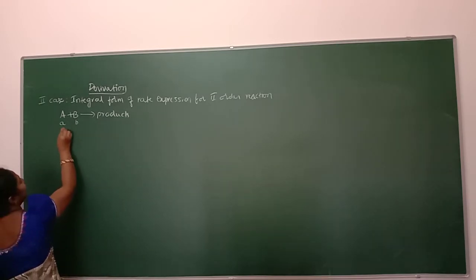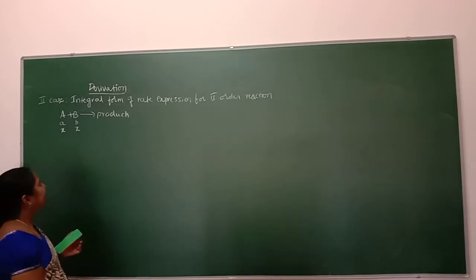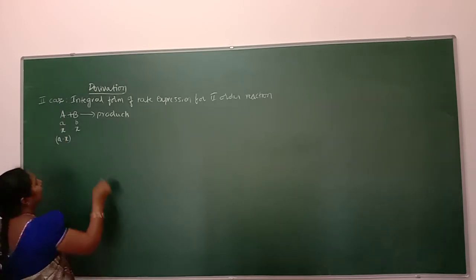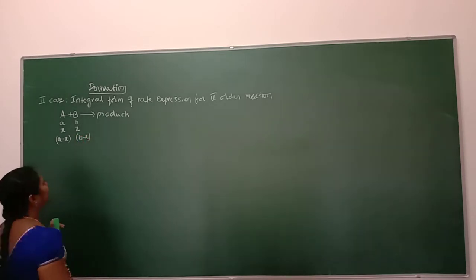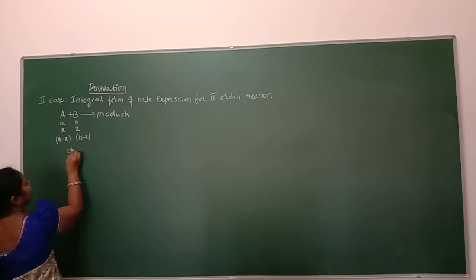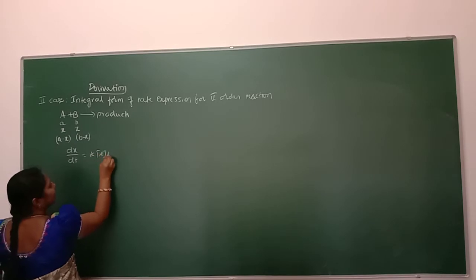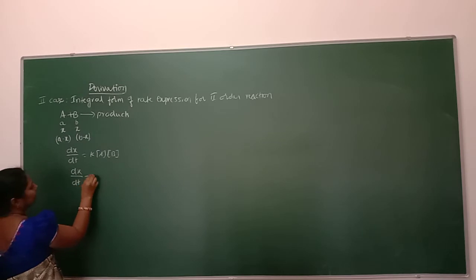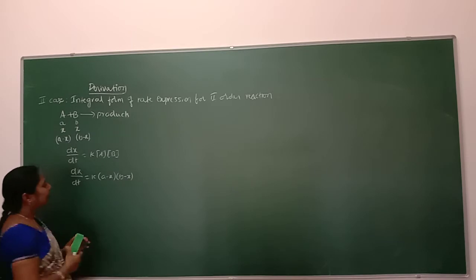After time t seconds, x amount of reactant A and x amount of reactant B are consumed in the reaction to produce products. Therefore, after time t seconds, a minus x is the amount of reactant A left over and b minus x is the amount of reactant B left over. Therefore, we represent the rate expression as dx by dt is equal to k into concentration of A into concentration of B, which can be written as dx by dt is equal to k into (a minus x) into (b minus x).